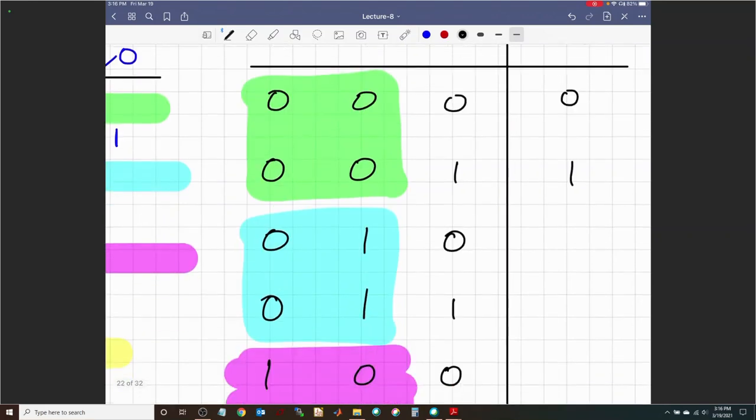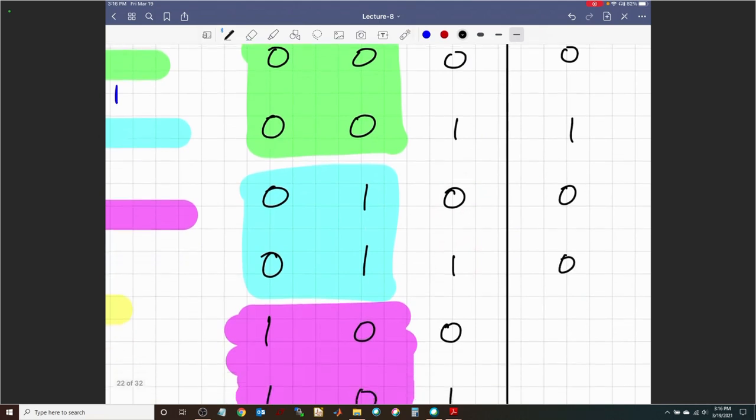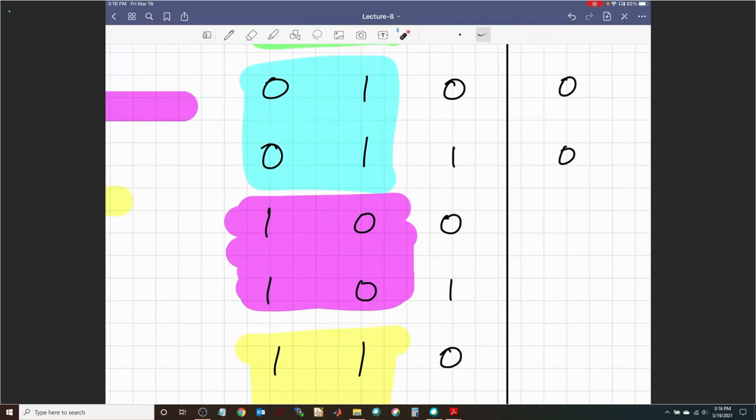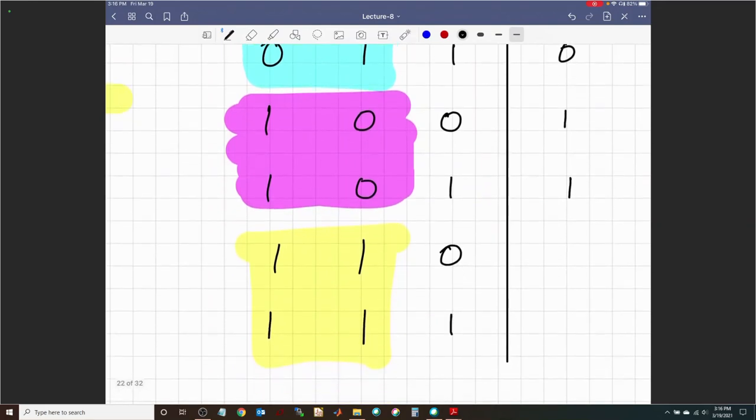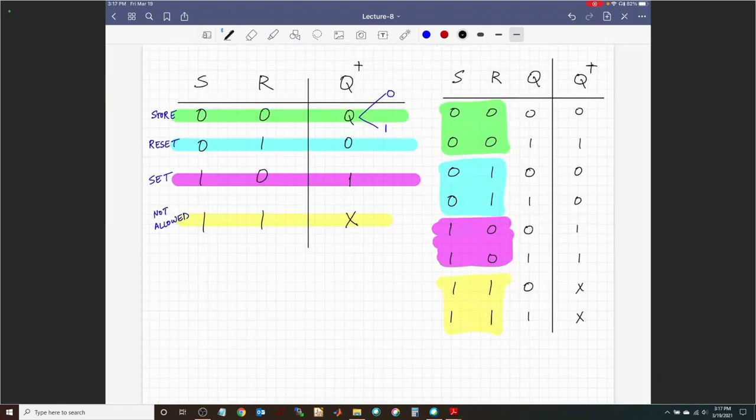Next two states are my reset state. It doesn't matter what you were earlier. I'm going to reset you, 0, 0. It doesn't matter what you were earlier, I'm going to set you, 1, 1. And it doesn't matter what you were earlier, I'm going to not be allowed. So these are your next state tables for an SR latch.